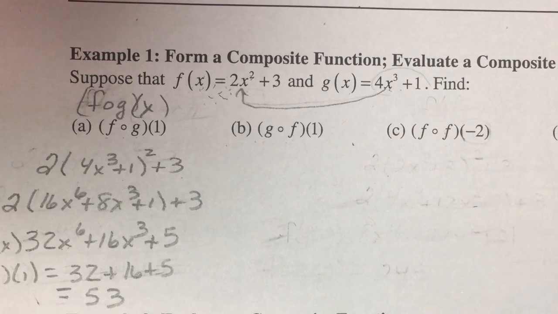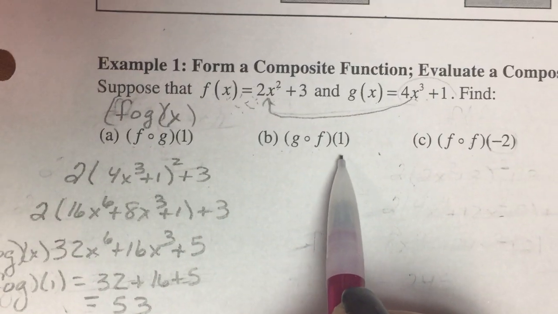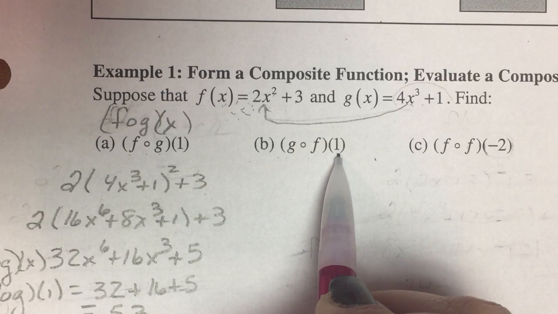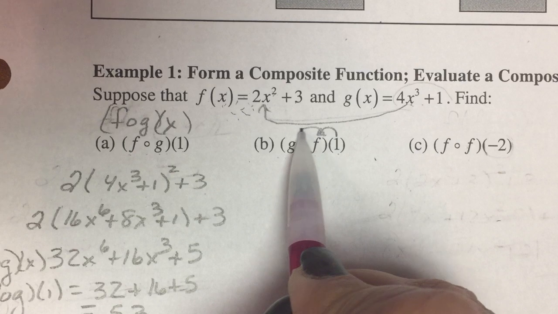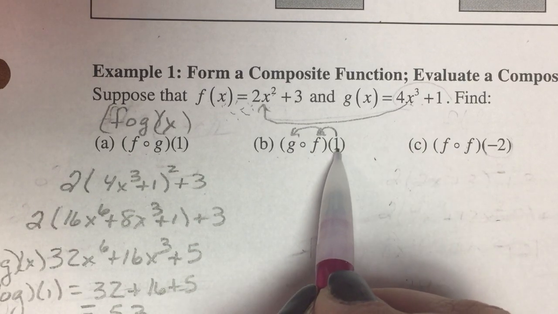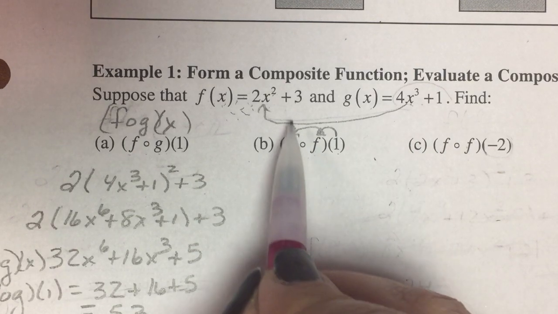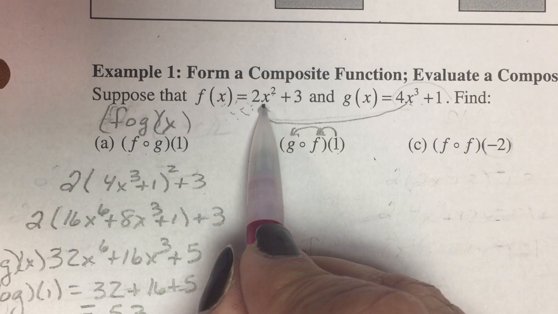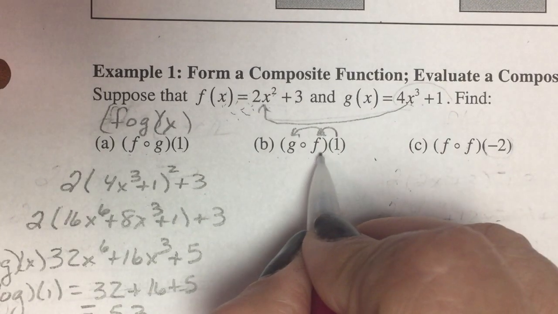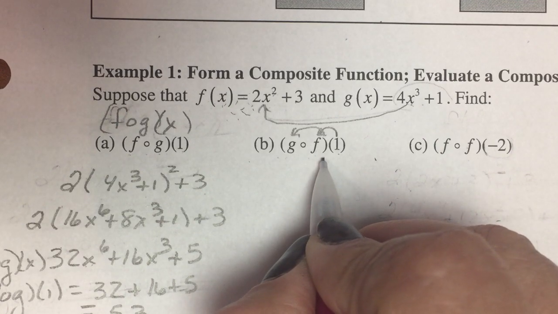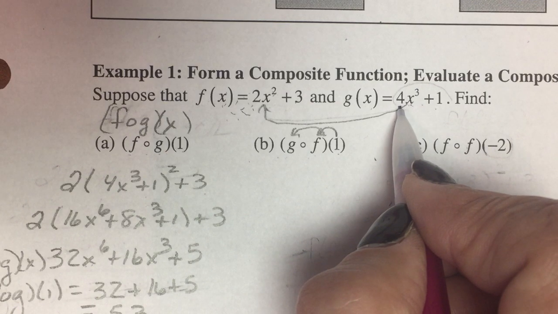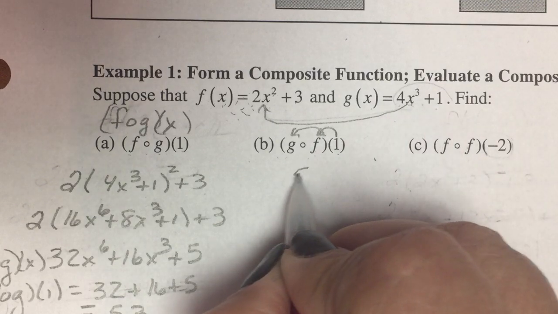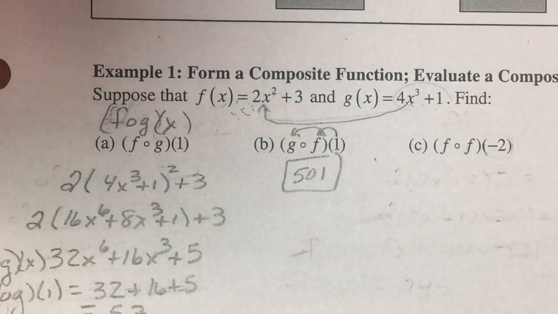Another way to do it, and we're going to do this one right here, is to simply, whenever there's a number here, take that number, plug it into F, take that answer, plug it into G. So if I take 1 and plug it into F, what am I going to get? I'm going to get 5. Then I take the 5 and plug it into G. 5 cubed is 125 times 4 is what? 500. 500 plus 1, you would get 501.